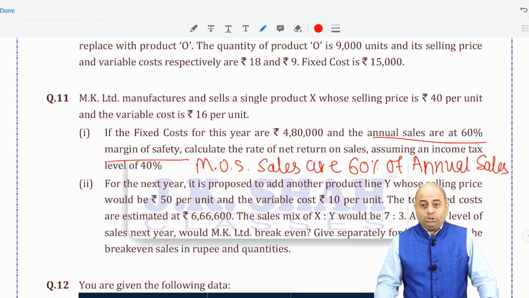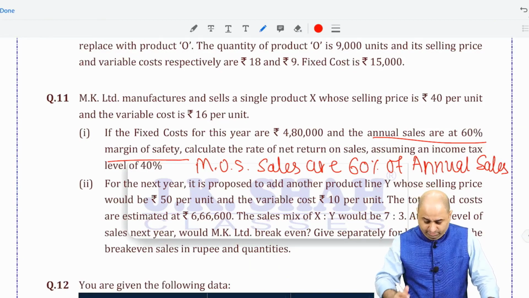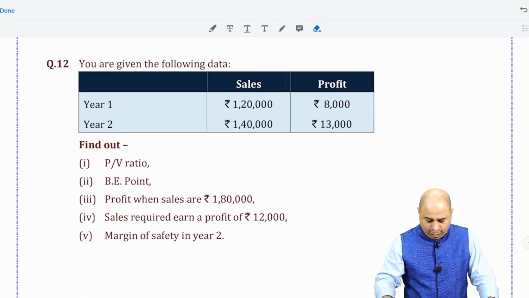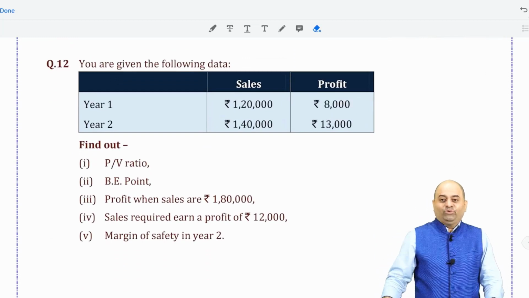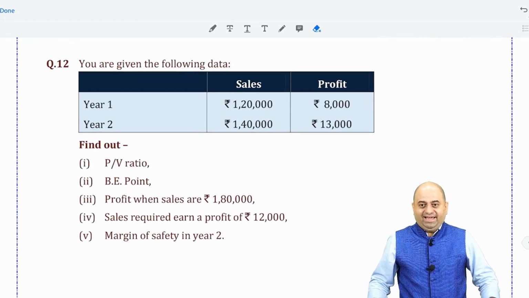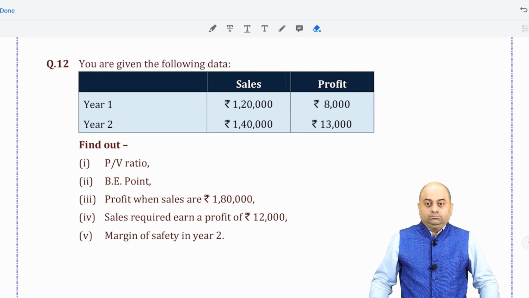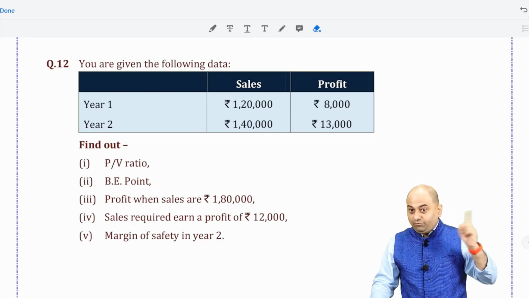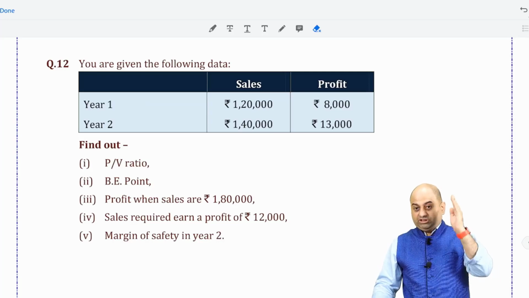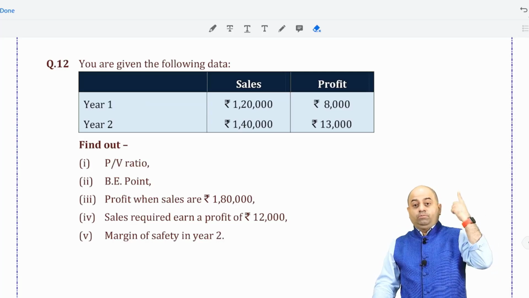Now we move on to question number 12, and I'll bring that in front of you. The moment you looked at question 12, you realized that a new formula, change in profit upon change in sales into 100, was used for PV ratio. Not a great formula as such, if you still remember the logic which was done during your own lectures.